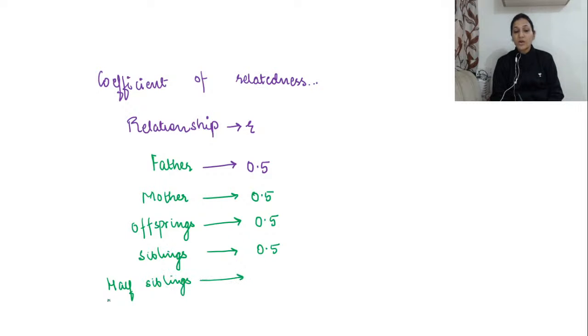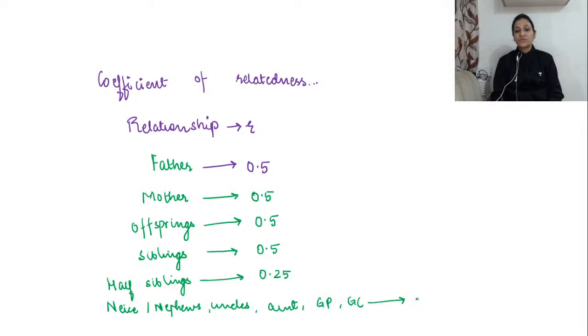Then we are talking about half siblings, not cousins but half siblings, which may be our siblings through the paternal side or through the maternal side. In that case, how much are half siblings related to us? They are related to us 0.25. Then talking about nieces, nephews, uncles, aunts, grandparents, grandchildren, how much are they going to be related? They are going to be related 0.25. And then lastly, cousins.